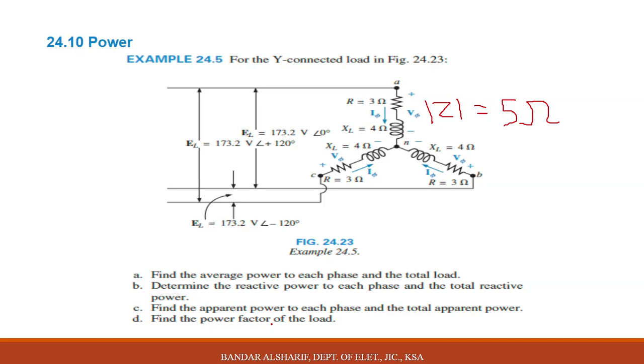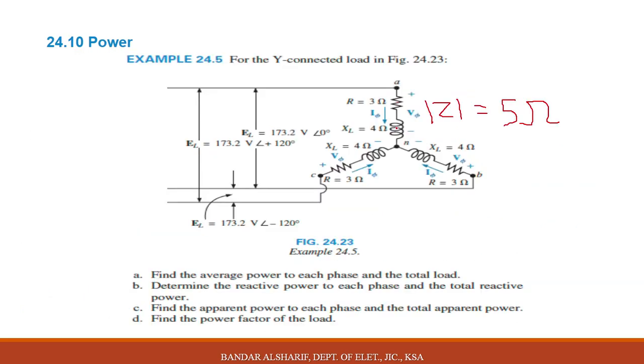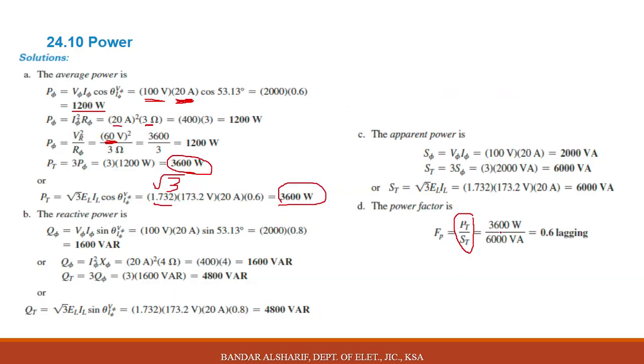Last point, find the power factor for the load. The power factor, we know, is active power divided by apparent power. 3600 divided by 6000, you will get 0.6 lagging since the load here is a resistor with an inductor. And if you divide the single phase power by the single phase apparent power, you will get the same answer. See, single phase 1200, if you divide it by 2000, you will get the same answer.